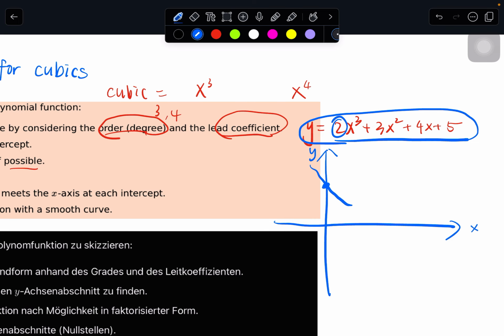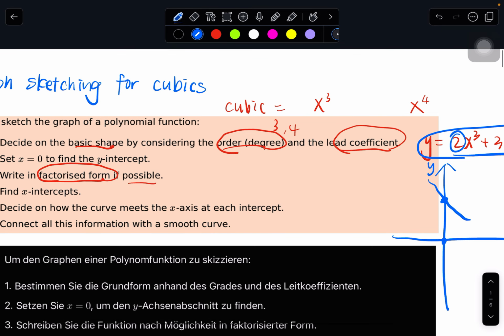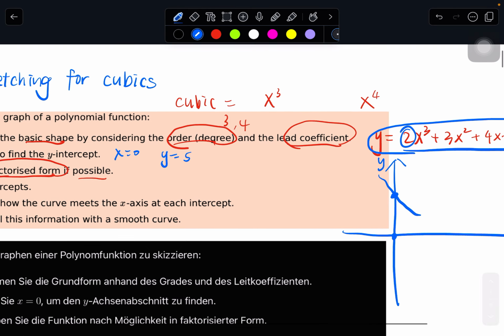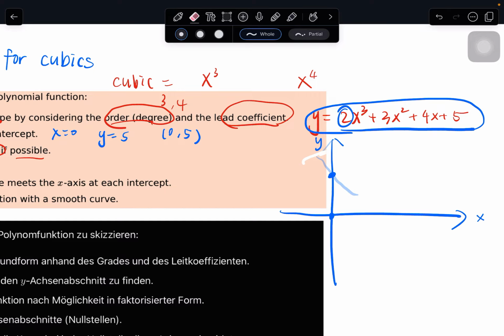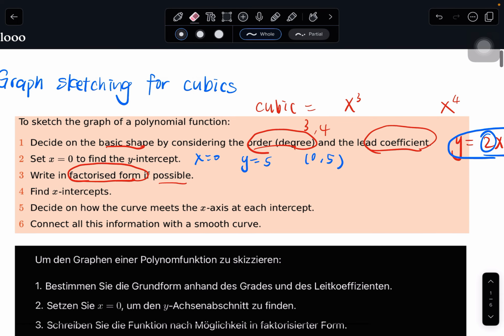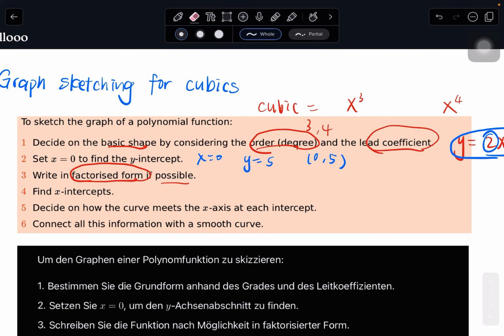What's special about this point? At this point, the x value is 0. So we just need to set x equals 0, and we get y equals 5. Now we can get the coordinate of this point: 0, 5. So that's what we are using here. So here we know that the point is (0, 5), and this is the easiest step.